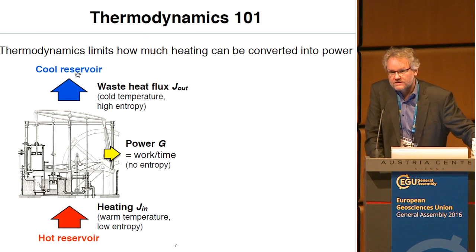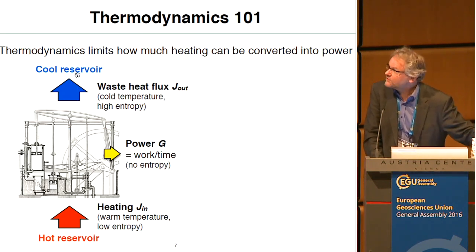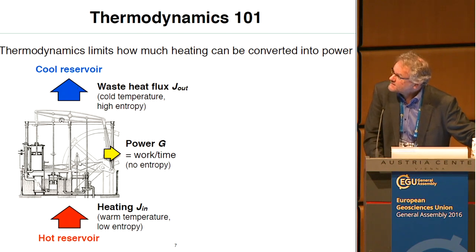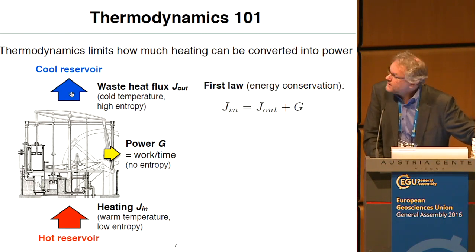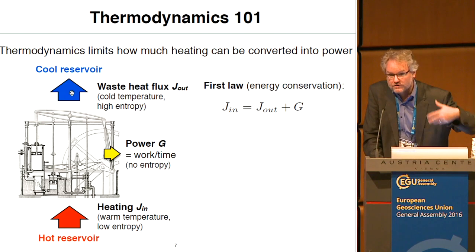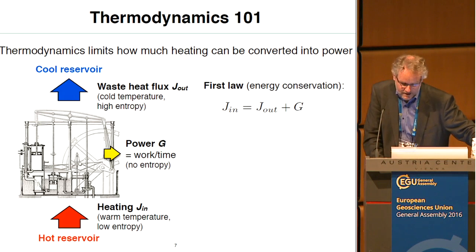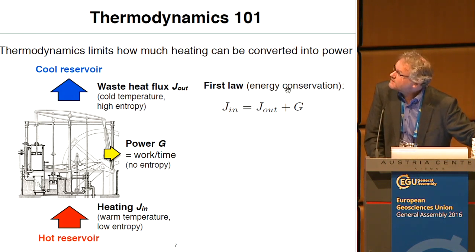These two laws are really important to describe how much energy you can convert. Here is a drawing of the steam engine that Watt invented 200-some years ago. So what does it do? You have a heat source. This heat gets into the engine, drives a cycle, produces some physical work or power through time, and you have a waste heat flux that exits the engine through the chimney. And this conversion process of performing work is subject to energy conservation. Here, this is the heat in, heat out, and this is the power that is derived from the heat engine.